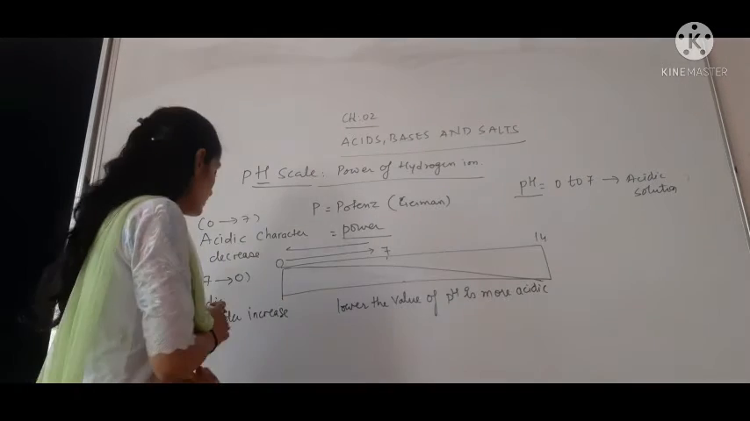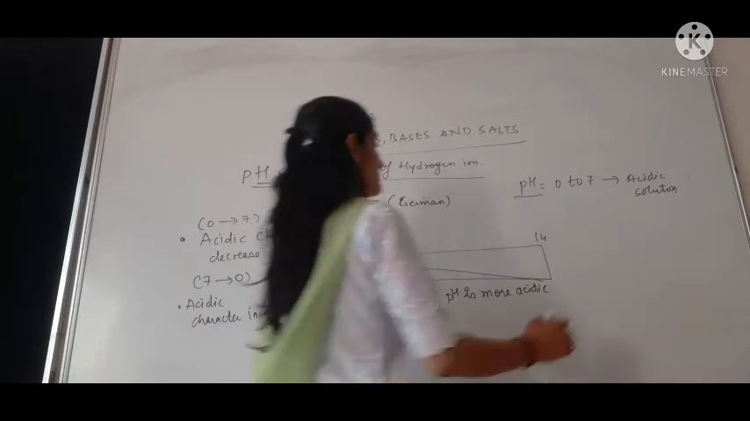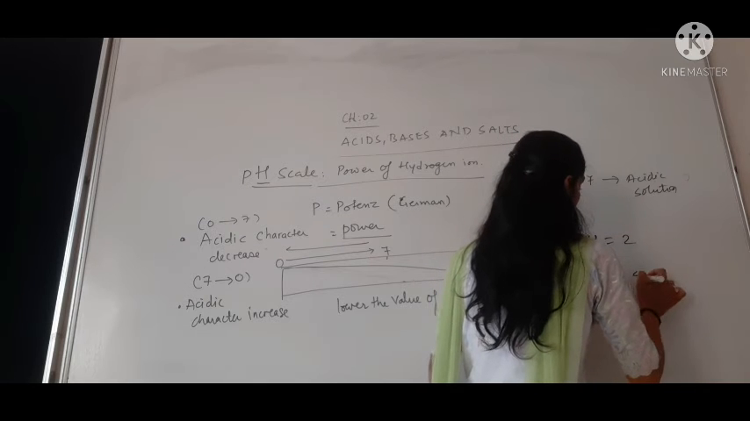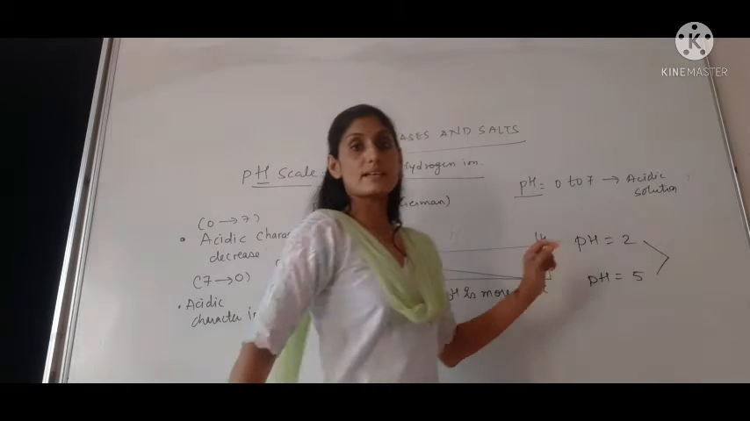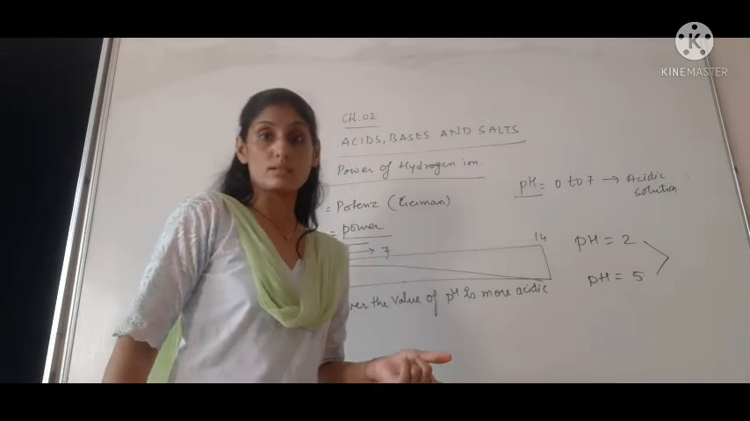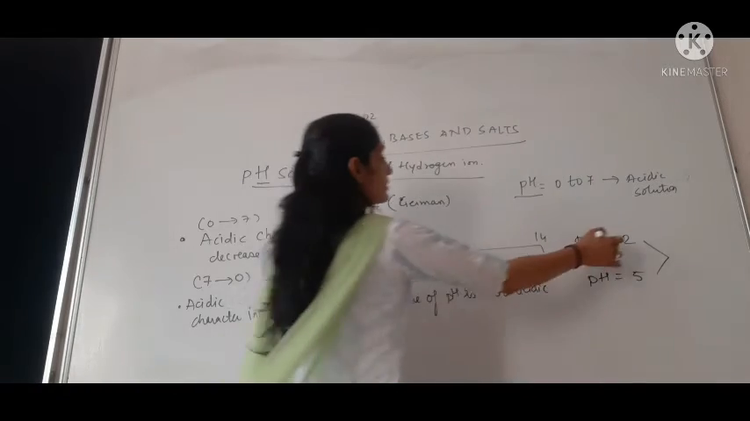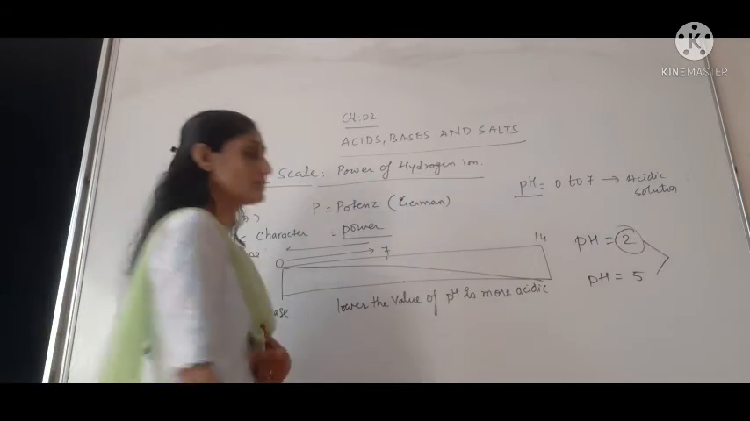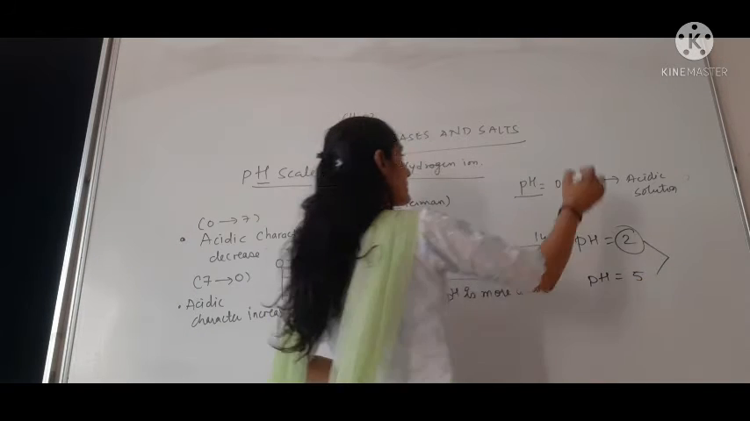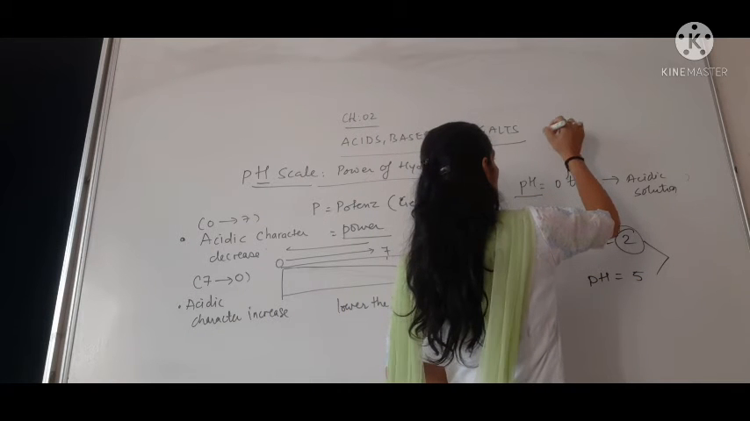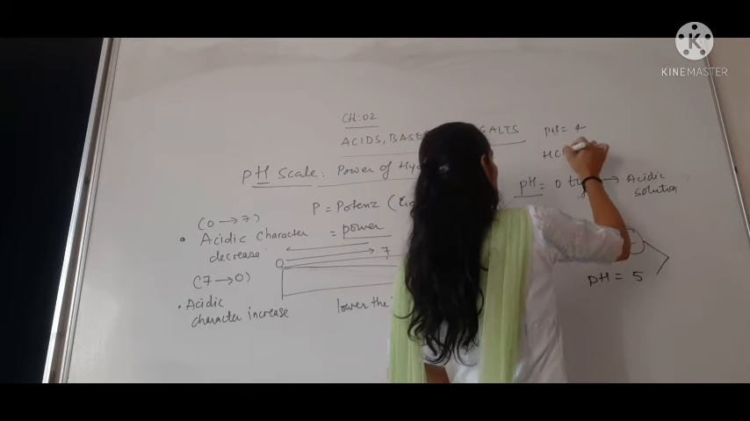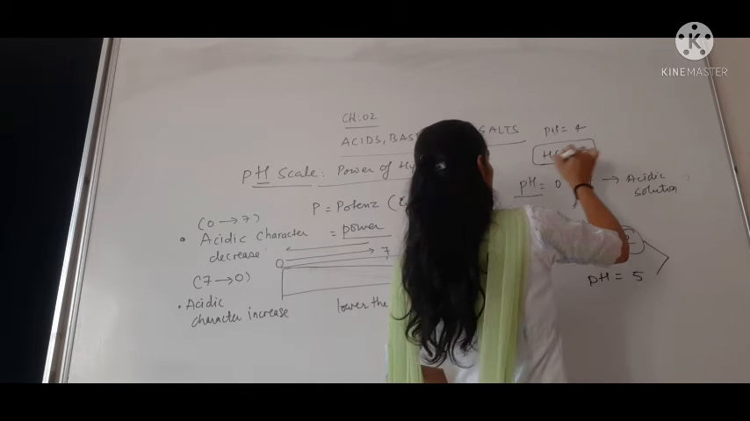Now we have to learn about that. If I have pH equal to 2 and pH equal to 5, both are acidic. Which one is more acidic? The lower the value of pH, the more acidic it will be, compared to the other one. Okay, so if I have lemon juice whose pH is 4 and HCl whose pH is 2, we can say that HCl is more acidic.